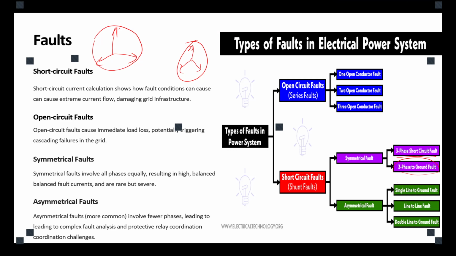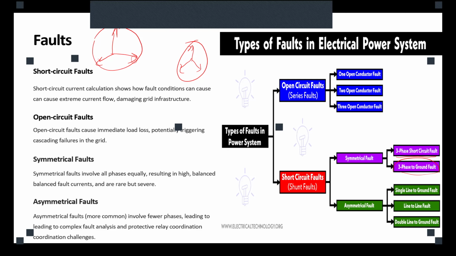Is that clear? Now, in asymmetric faults, we don't have that luxury of symmetry or balance in our system. The asymmetric fault could be a single line to the ground fault, when one of those three phases is short-circuited to the ground. You can easily assume that if one of these, for example this one, is connected to the ground, that means zero is moving here.